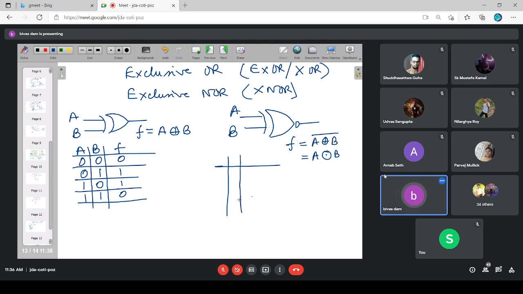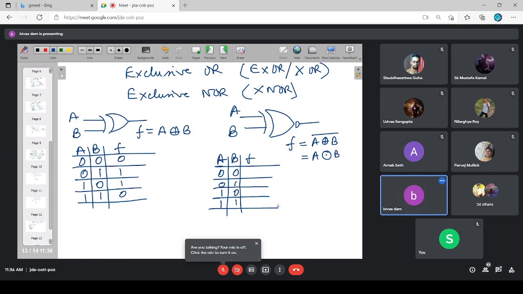And truth table wise, what will be the output for different input combinations? Please dictate to me. For 0, 0, what should the output be? 1. The reverse of the output for XOR. Yes, sir.